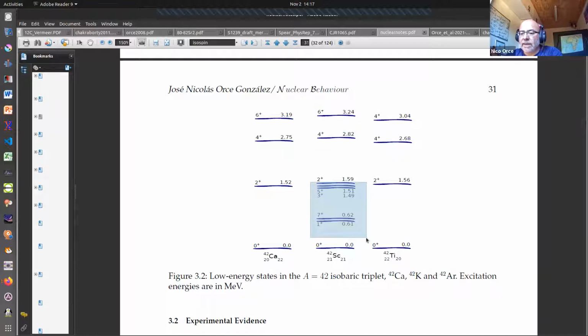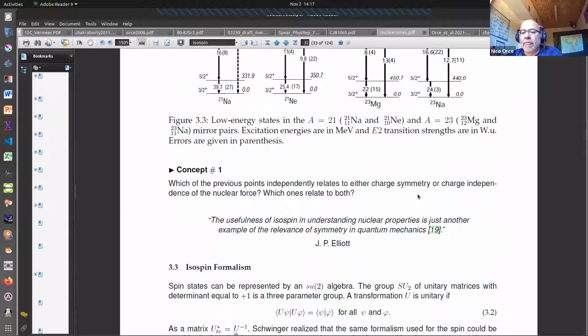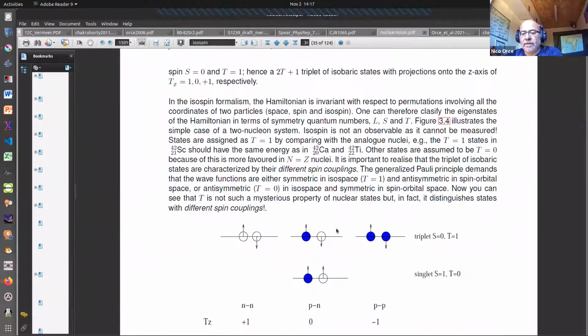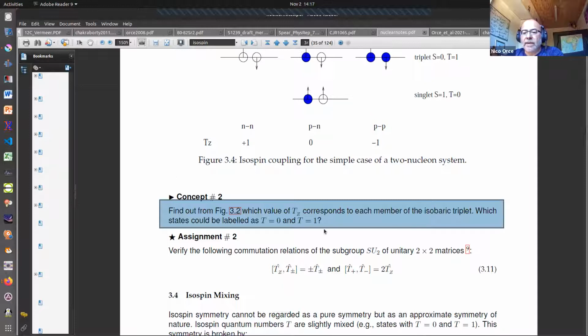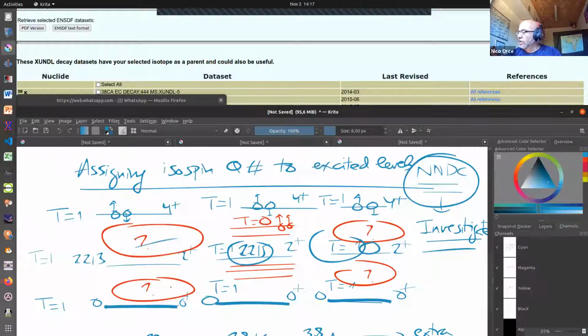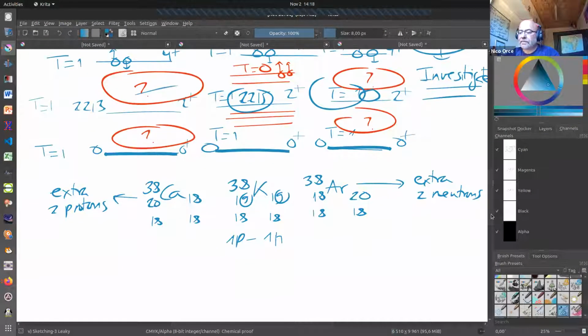And all these guys will be T equal zero. So in particular, there's an assignment also here, but I'm just telling you the assignment itself. Find out from figure 3.2 which value of T_z corresponds to which member of the isobaric triplet and which could be labeled as T equals zero and T equals one. We haven't introduced T_z so far, but T_z is simply N minus Z divided by two. So these nuclei can also be labeled by a T_z quantum number, which is the projection.